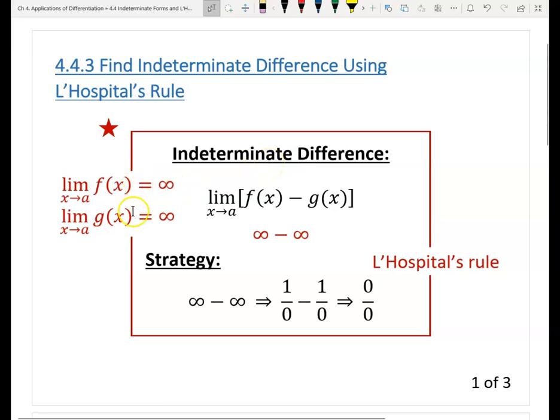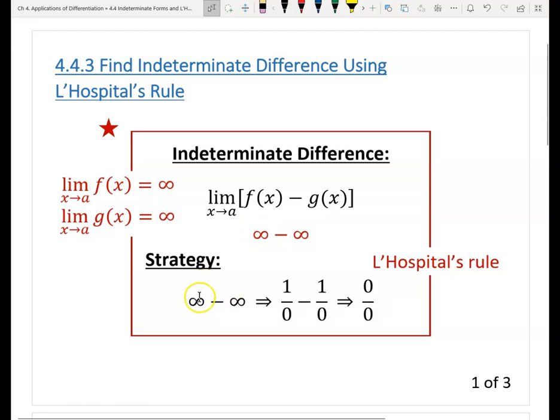Let's see the material. Here is the indeterminate difference. Suppose we have two functions. Both limits of the functions are infinity. So the question is how to find the limit of the difference of the two functions. Can you see? Which is infinity minus infinity, right? So it's indeterminable. Could it be any value? So we need a strategy.